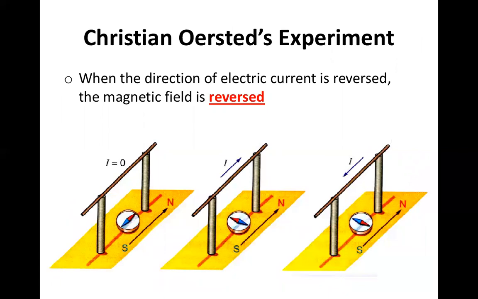And here are a few statements that summarize his experiment observations. When the direction of the electric current is reversed, the magnetic field is reversed. So this is the wire with no current. The compass just points where it normally would, to Earth's north geographic pole. Then when the current is in this direction here, the compass needle is deflected, in this case to the left. When we switch that current direction, the compass needle points to the right.